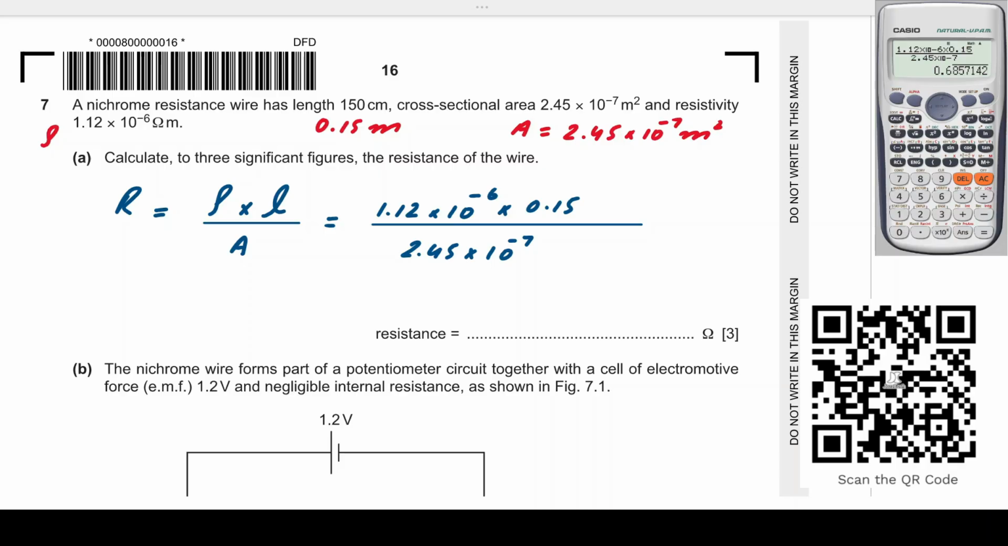Wait, what? That's too low. 0.86. Our resistivity was 1.12 times 10 to the power minus 6. Let me check the data.